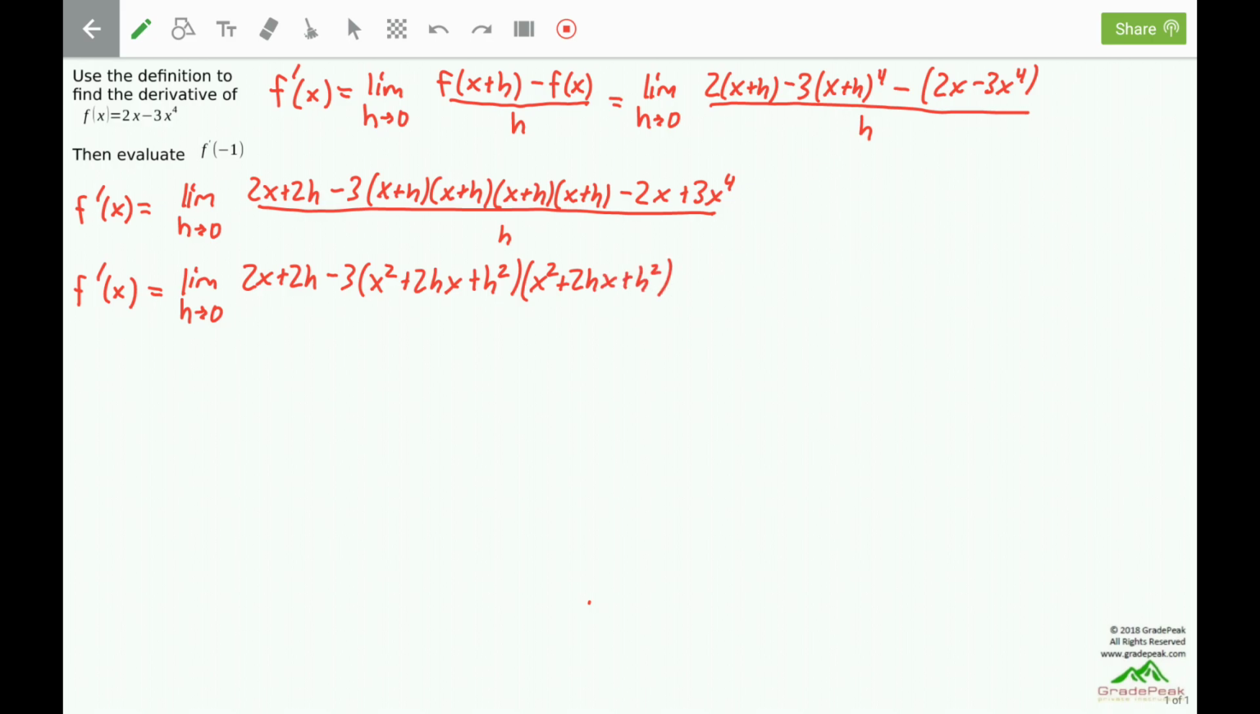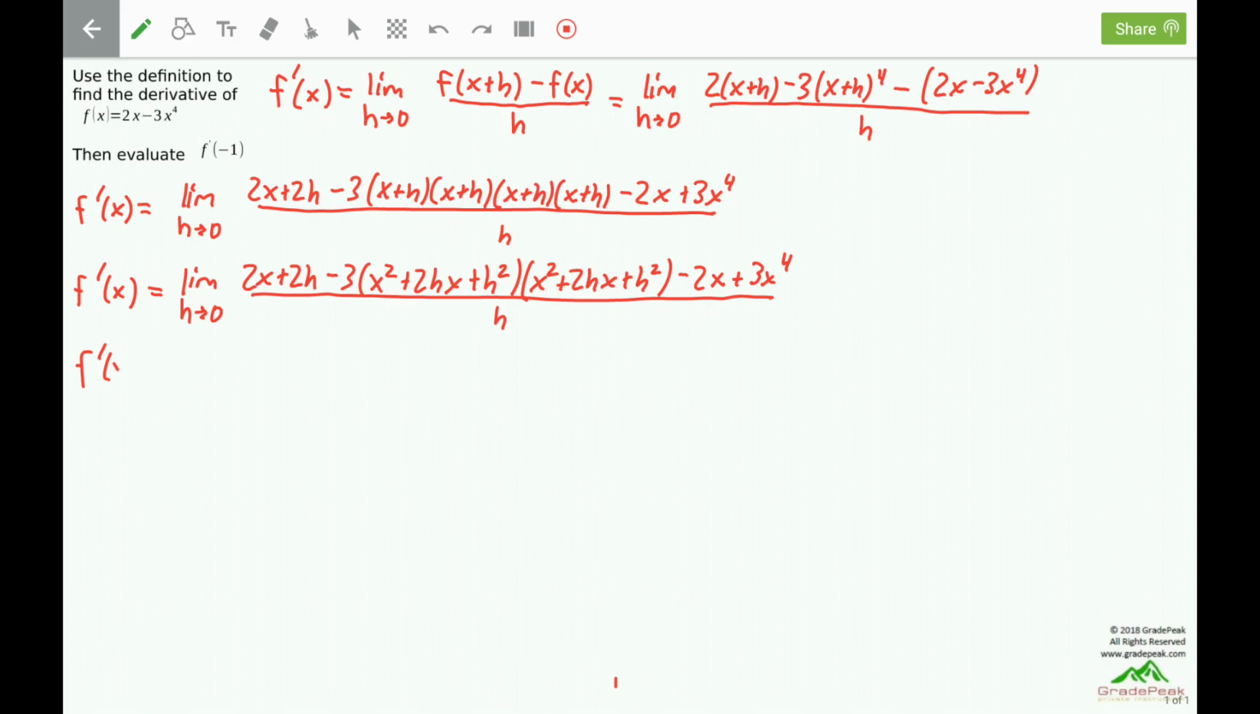Now, we will have those 2 multiplying each other, and we will have to FOIL that out, but that'll be our next step. We have a minus 2x, and we have a positive 3x to the fourth to finish it off, and all of this is divided by h. Our next step is to now FOIL out those 2 quantities with each other.